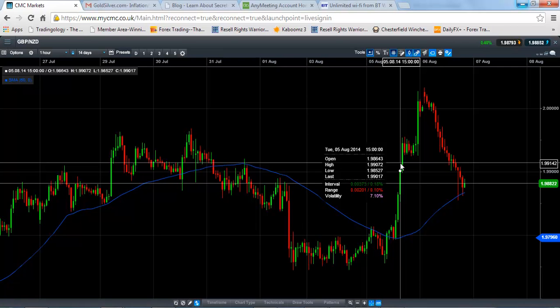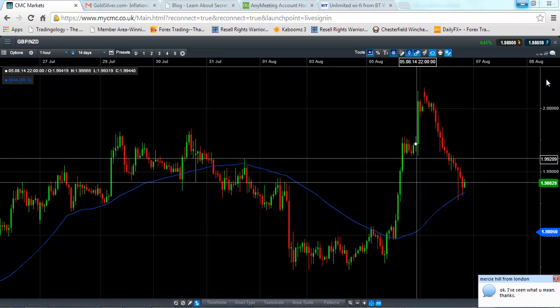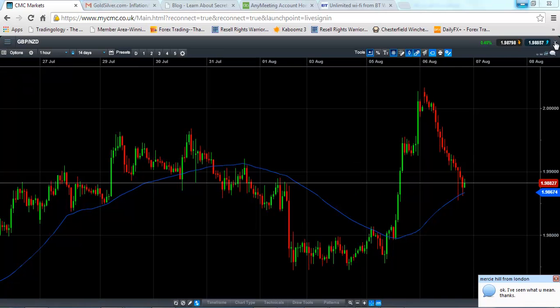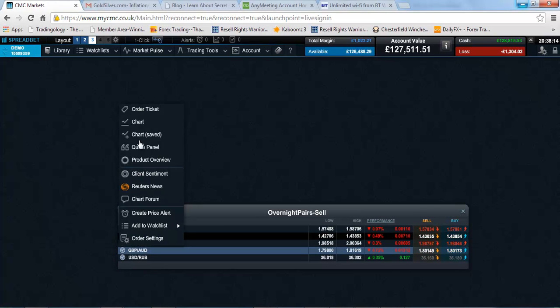So anytime the price action is on top of the 60 SMA, we do not enter for sell. We rather enter for buy. If it's below the 60 SMA, then we go in to sell. But now it's on top of the 60 SMA, so we cannot go in for sell. So we sit out also. Thank you, Mercy. So let's try this one, the Great British Pound, Australian dollar.